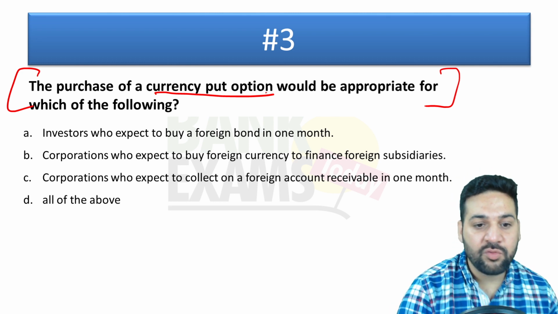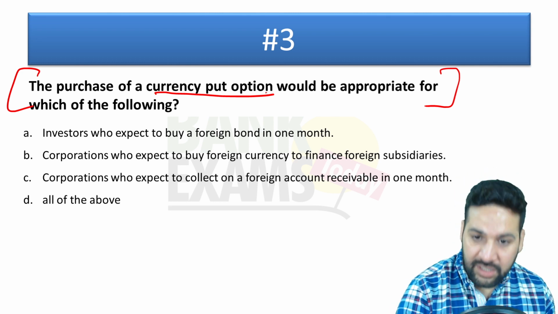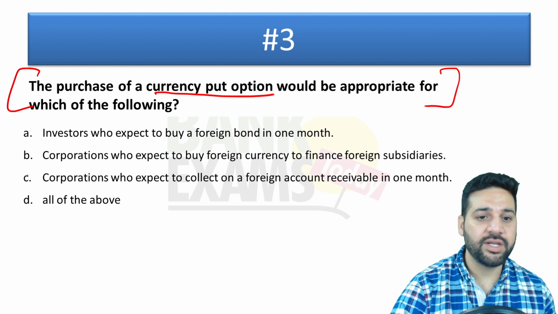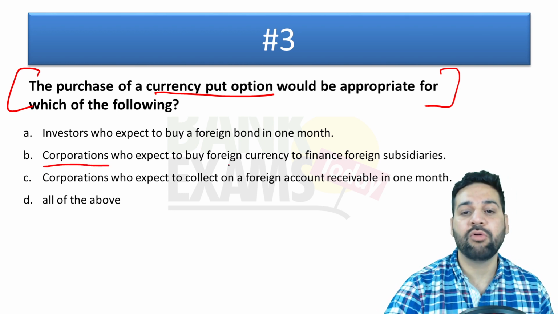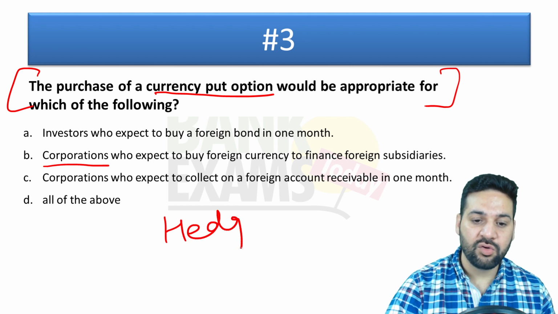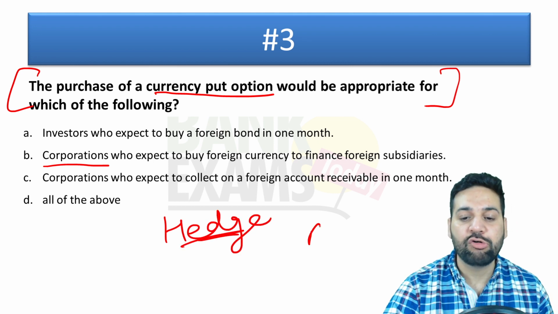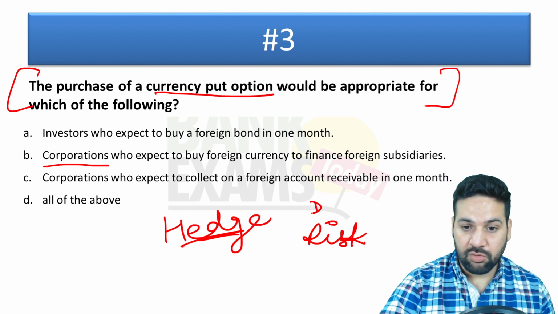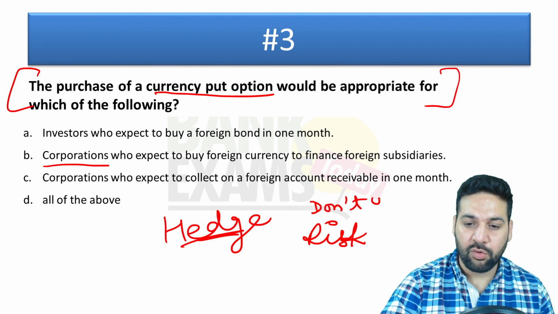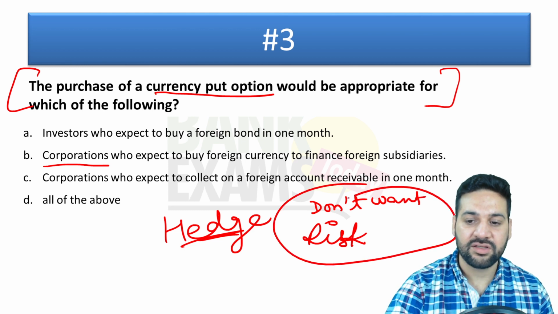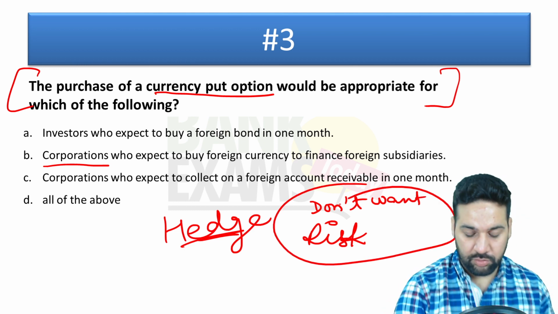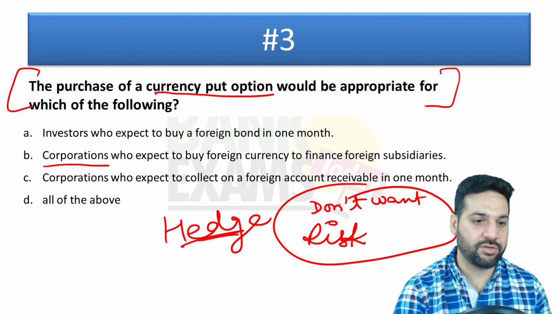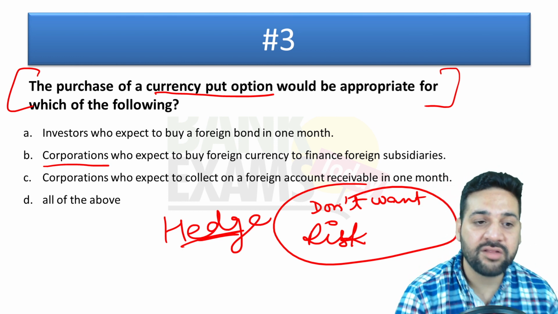The corporation who expects to buy foreign currency. See students, in the future you need the currency, so you want to hedge or cover your risk. You are a corporation and you don't want to take any risk. So in the future you are consolidating your position, with the purchase of a currency put option.